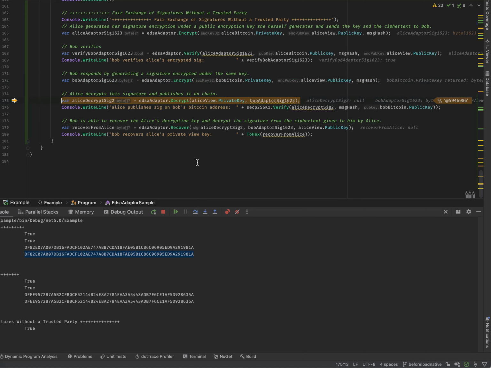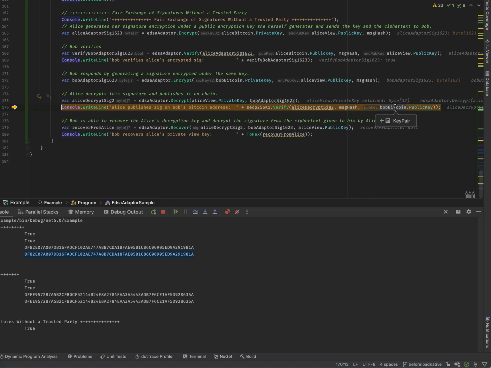She then decrypts the signature and publishes it on chain. So she decrypts this signature that she got from Bob, which is his adapter signature, and she uses the view key, the private view key, to decrypt the signature. By doing so, she creates a valid signature that in fact comes from this address, which is Bob's public key.